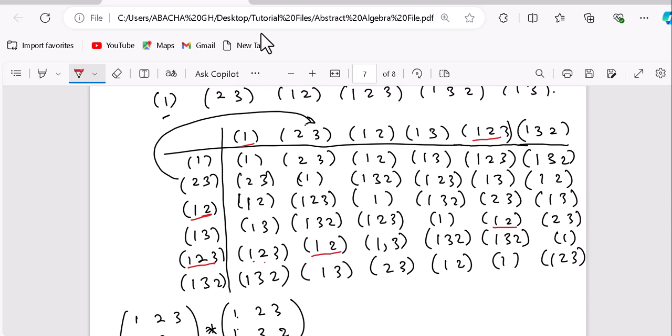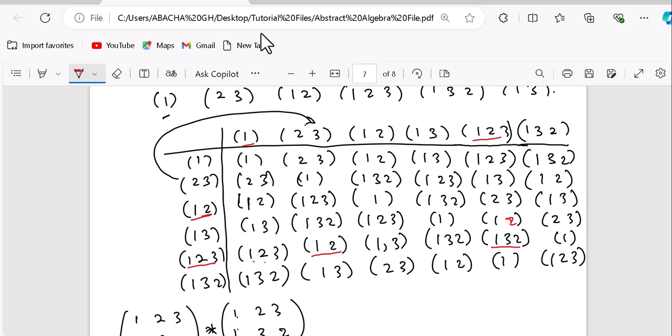So, if I operate (1 2 3) with (2 3), I get (1 2). If I operate (2 3) with (1 2 3), oh, I don't get (1 2). There's an error. I don't get (1 2), but I get this. So it is not a centralizer.